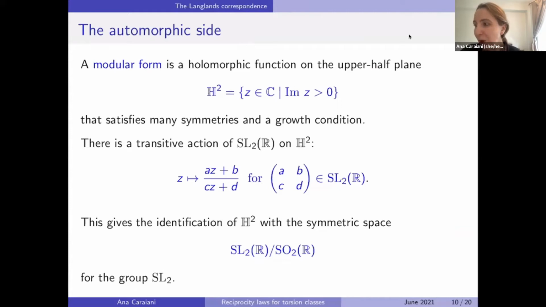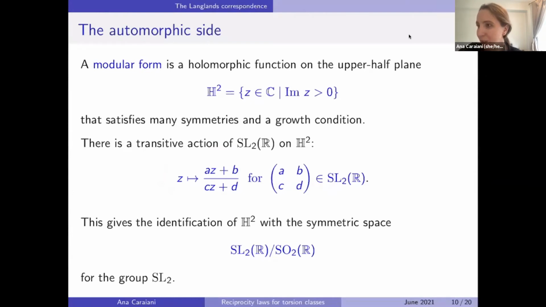So SL2R, the group of 2x2 matrices with determinant 1 and with real entries, acts on the upper half plane by this formula. And it's easy to check that if you start out with a complex number with strictly positive imaginary part, then you get a complex number with strictly positive imaginary part. And moreover, this action is transitive. And so you can really identify the upper half plane with the symmetric space for SL2 of R. It's the quotient of SL2 of R by the stabilizer of, say, the point i, which is SO2.